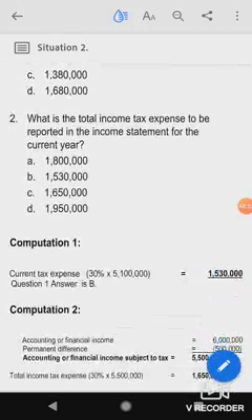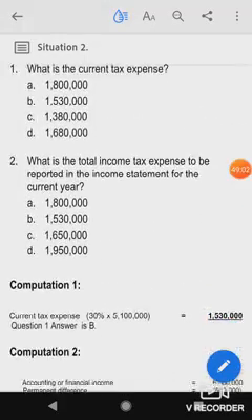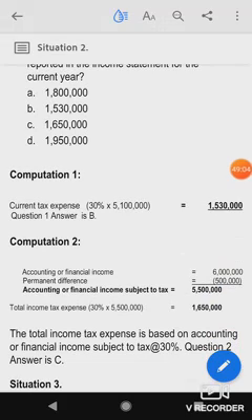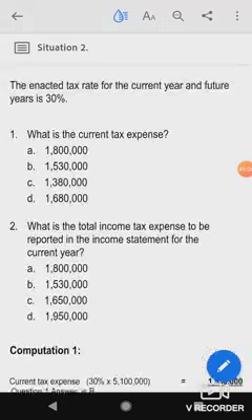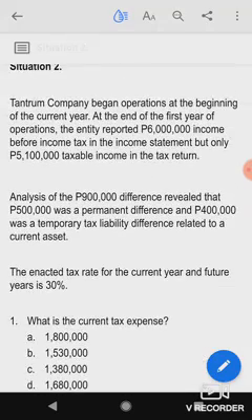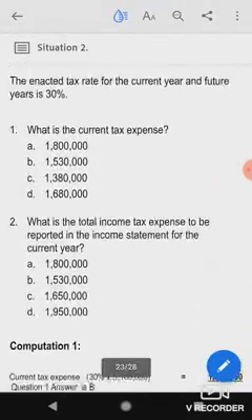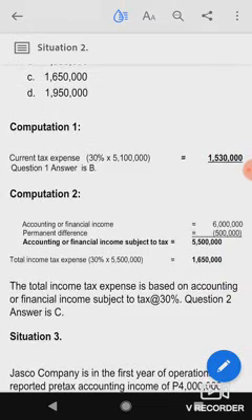So the answer for requirement 1, which is to calculate the tax due, we have current tax expense of 30% times the taxable income. Given that the income statement only has 5.1 million or 5,100,000 taxable income in the tax return here, therefore we have 30% times 5.1 million.